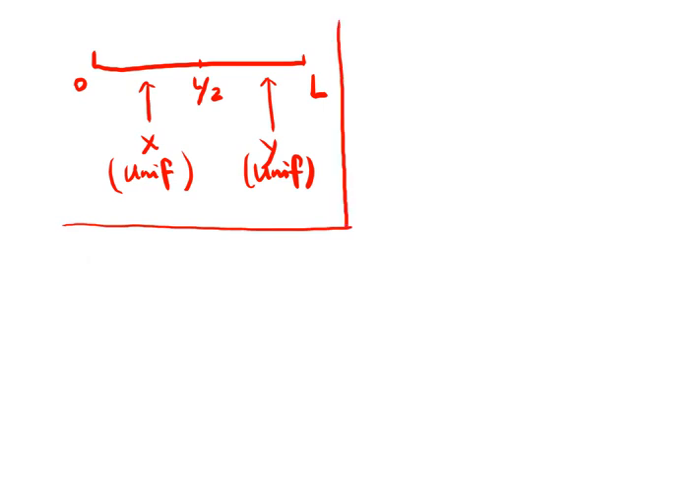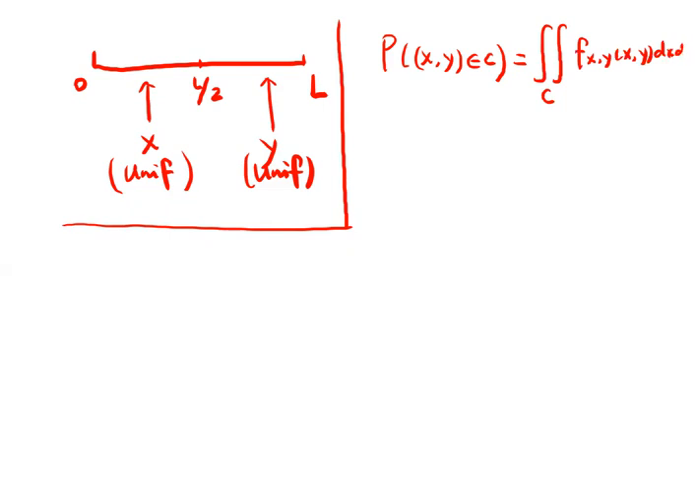So first of all, we know that any event, say event of x and y, same time belongs to some group or some region. It's the double integral over this region, and you're integrating the joint density, okay? So this is what we know from class. So let's look at what is the joint density and what is the region over here, okay?